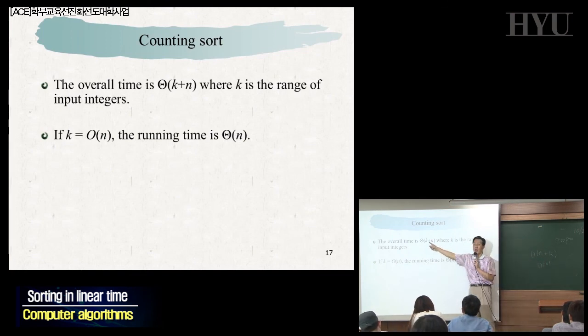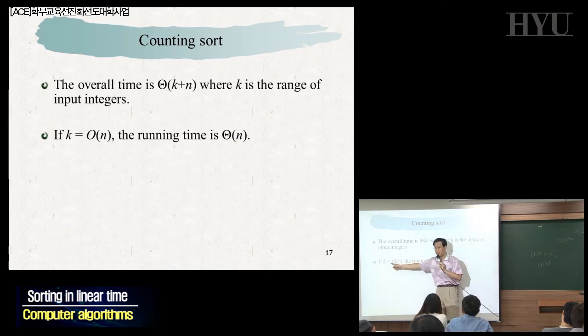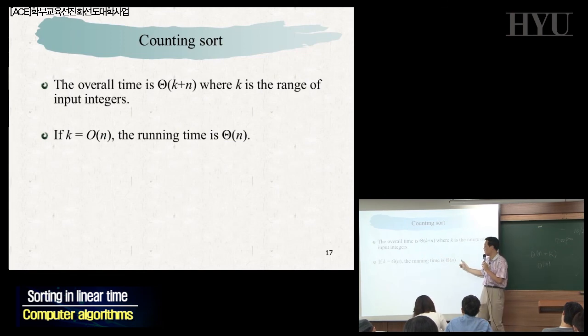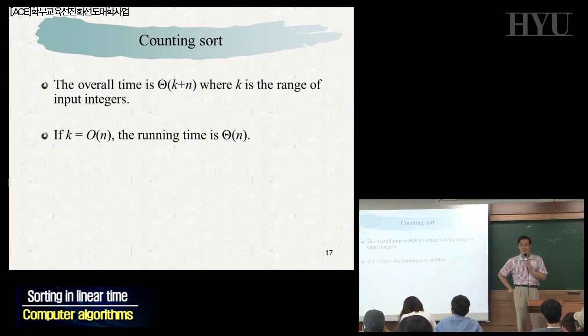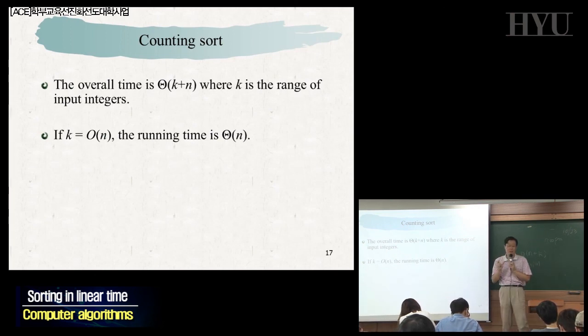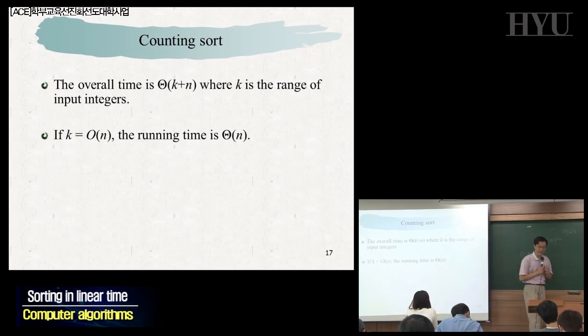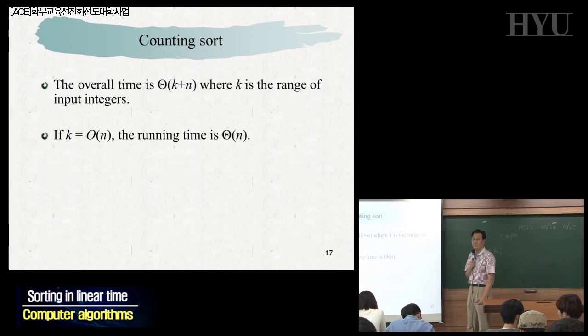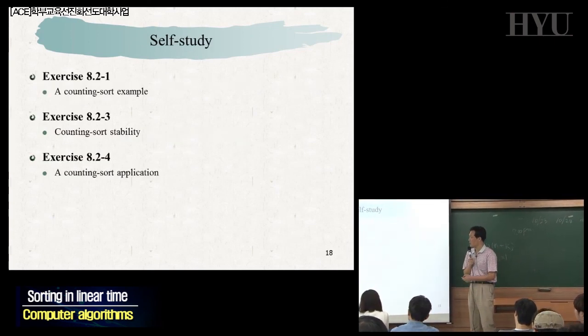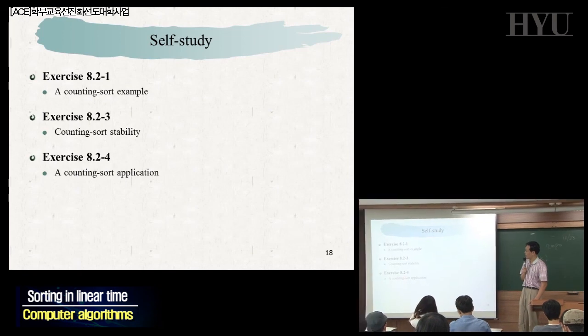So if k is quite small, it means if k is bounded above by n, that is big O of n, running time becomes theta of n. So use counting sort if the range of the input is very small. It's very fast. Okay, there are some exercises related to counting sort.